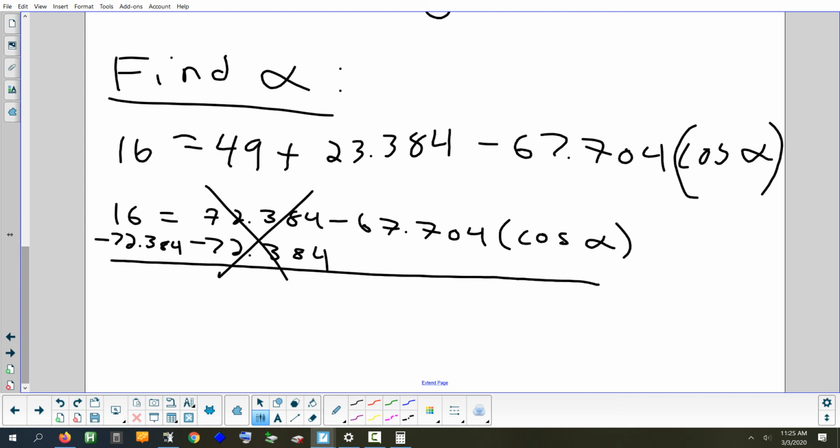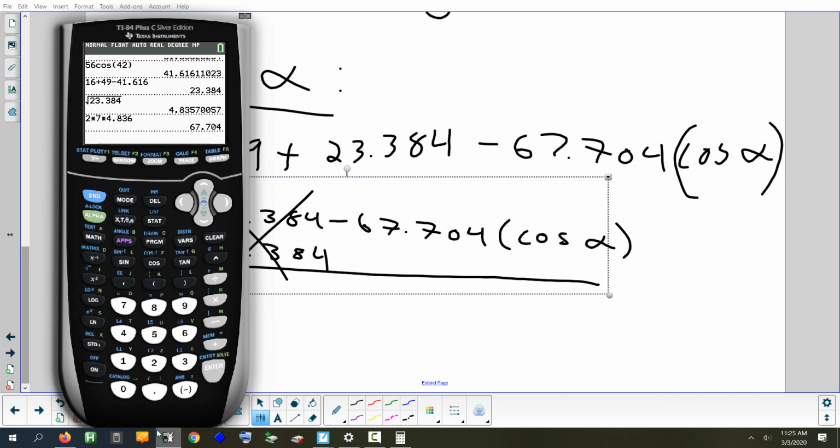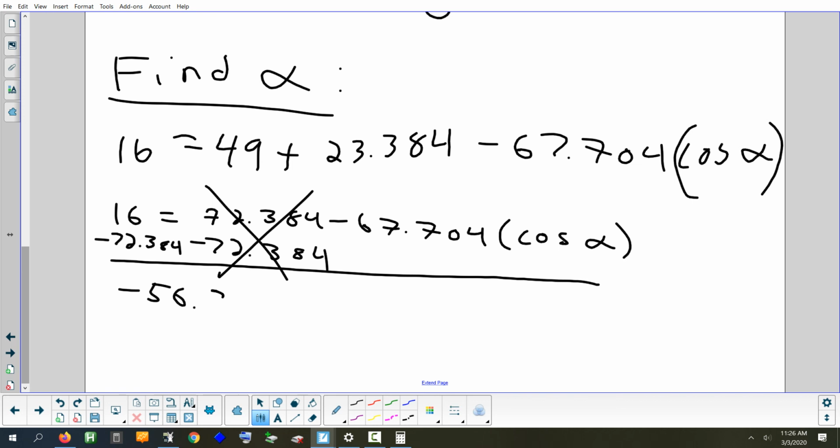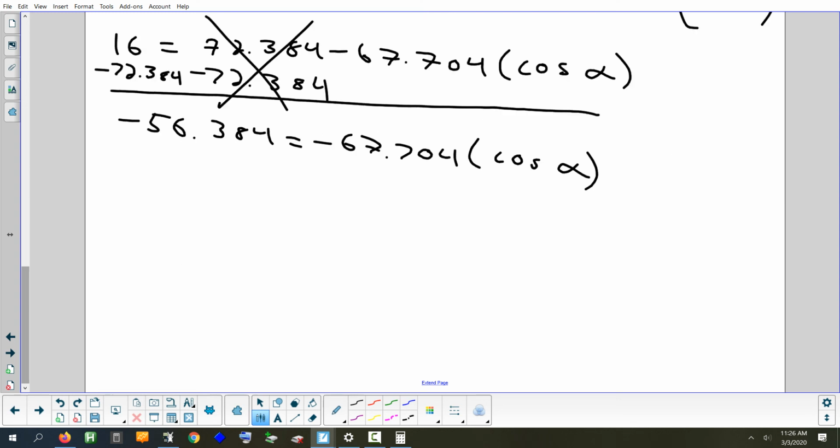That's gone. And now we need 16 minus 72.384. Minus 72. So negative 56.384. And then the right is still negative 67.704 cosine alpha. Okay, what would be my next step? Yep. And when I divide, those negatives are going to cancel, so I'm just going to cross those out. And I'm going to do divide.